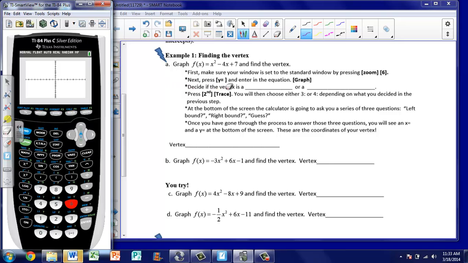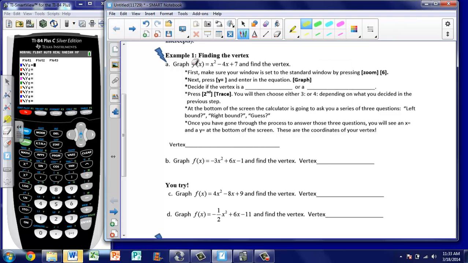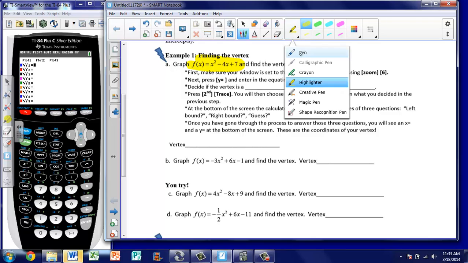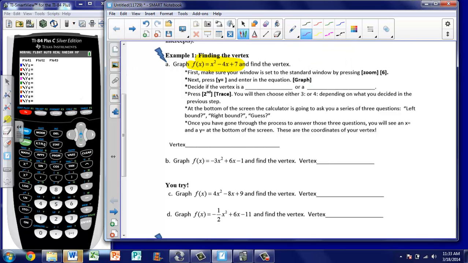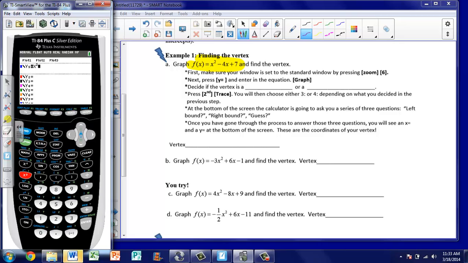It says next, press y equals and enter the equation. So I'm going to go to y equals, and I'm going to enter this equation into my calculator. So I'll have x squared minus 4x plus 7. And then I press graph. And here comes our parabola.